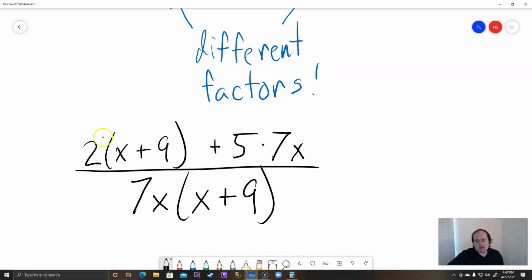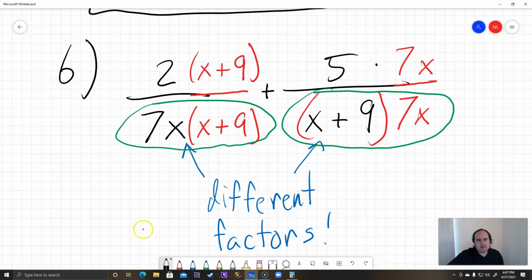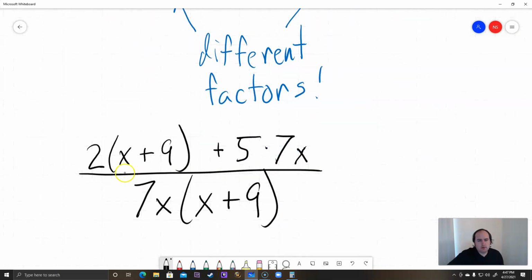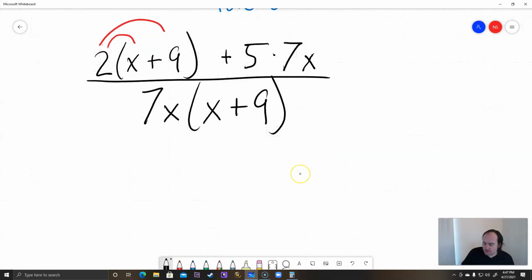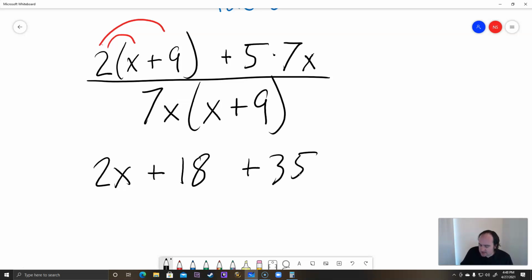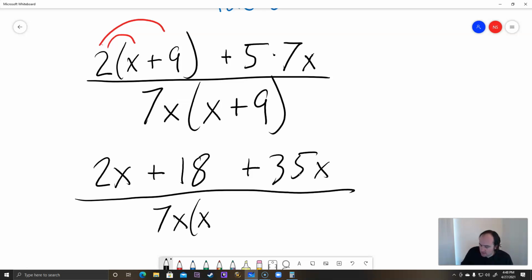Okay, and what do we have to do here? Well, for top left, we need to distribute this 2 to each of those terms. So we have 2 times x plus 2 times 9. Right, so distributing that 2 on the top left, we get 2x plus 2 times 9 is 18. And then top right, 5 times 7 is 35x. So for top right, we have plus 35x. Okay, and this whole thing is all over 7x times a quantity, x plus 9.